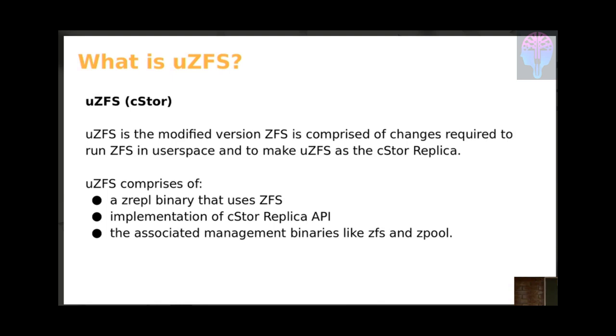cStor, as I mentioned, is a storage engine, and it basically comprises three things. First, a zrepl binary. I'll come back to it. What is zrepl exactly? The second thing is the implementation of the replica API, which we use for the IO operations plus the rebuilding, replication, cloning part of it. And the third thing is management binaries, the changes which we made in the management binaries, ZFS and zpool.